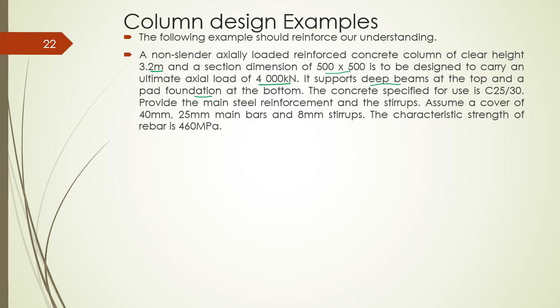The concrete specified for use is C25/30. Provide the main steel reinforcement and stirrups. Assume a cover of 40, 25 mm main bars, 8 mm stirrups, and the characteristic strength of rebar is 460. Since it's 460, you can go back to T.